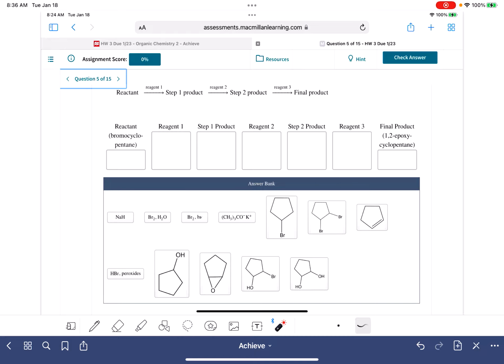But if you were really uncertain about that, you could just Google 1,2-epoxy cyclopentane, and then you would find that this is the structure. And then you're just going to fill in the necessary reagents and the intermediates that will perform this transition for you.